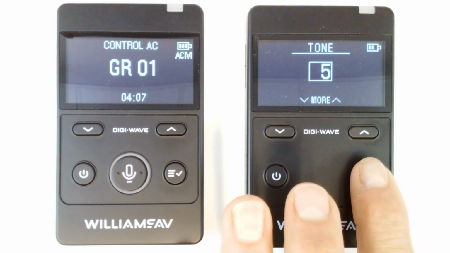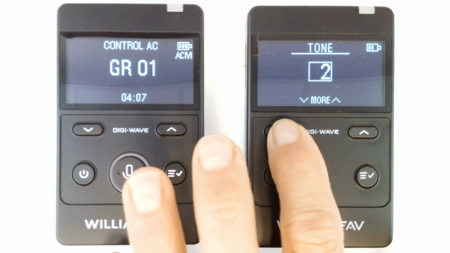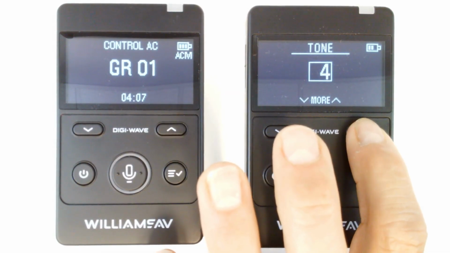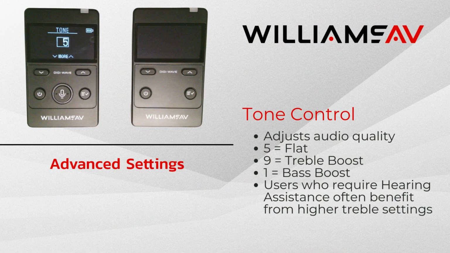Tone. The tone setting is indicated by a number inside a box at the center of the screen. This setting adjusts the audio quality. 5 represents a flat, unaltered sound, and values from 6 to 9 increase treble, with 9 providing the highest treble boost, and values from 1 to 4 increase the bass, with 1 offering the most bass boost. Users who require hearing assistance often benefit from the higher treble settings.